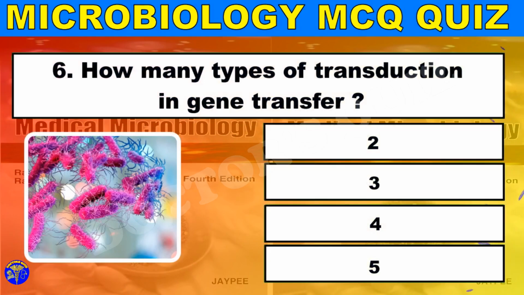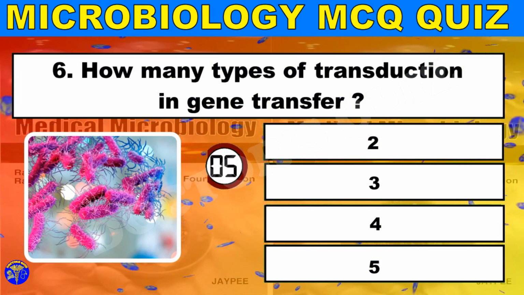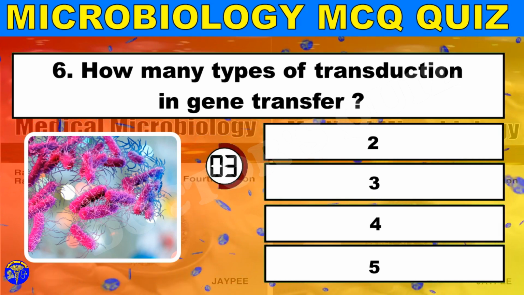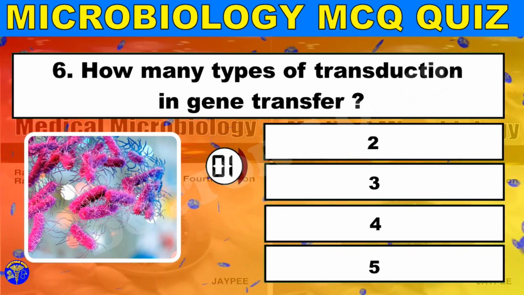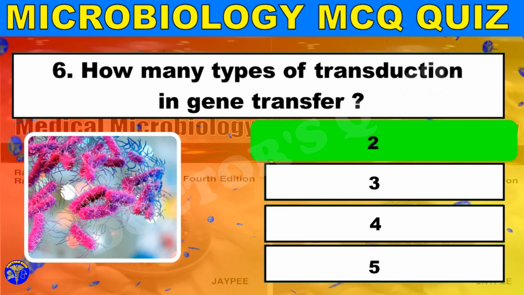The next question is, how many types of transduction in gene transfer? The options are 2, 3, 4, and 5. And the right answer is 2.